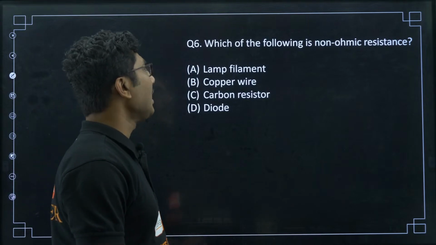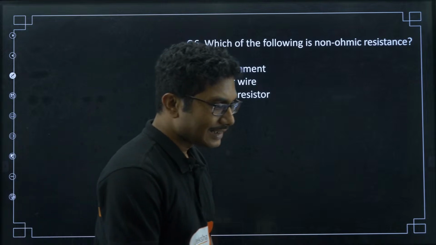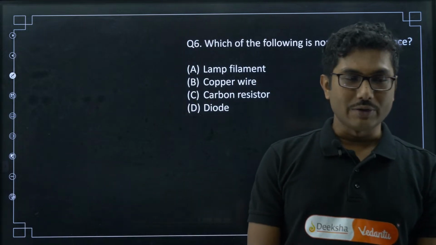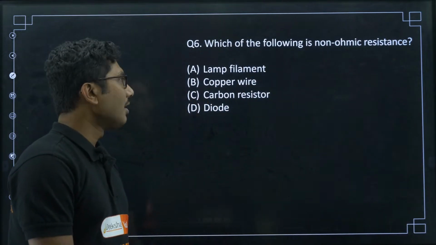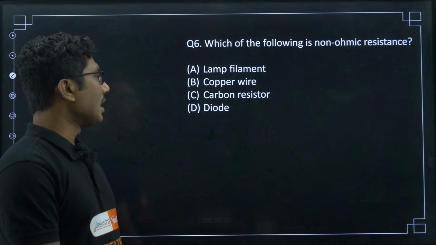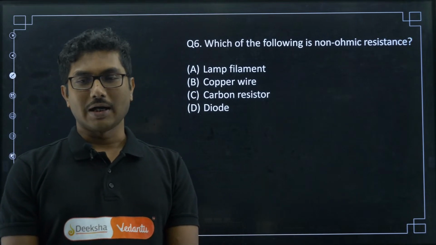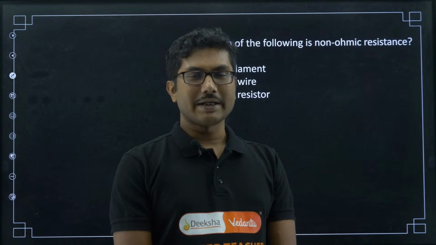Now the 6th question: which of the following is non-ohmic resistance? Easy question. I will wait for a few seconds. Lamp filament, copper wire, carbon resistor, diode. Please answer it quickly.